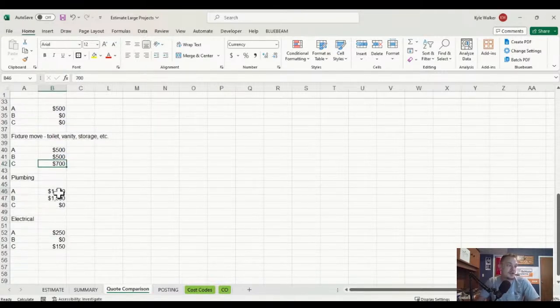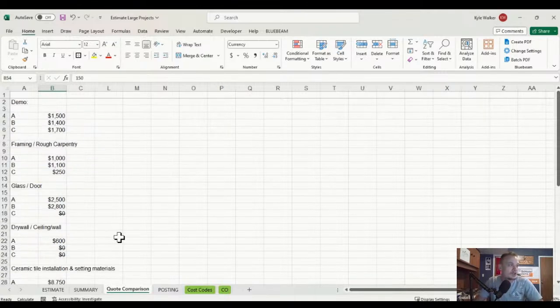For plumbing, contractors A and B both had plumbing. You can see contractor B is a little bit higher, but it's not by a whole lot. When you're thinking of almost $17,000, $300 just isn't that drastic. Contractor C didn't have that. For electrical, contractor A, we put in 250 for my bid. Contractor B excludes all lighting and electrical. And contractor C put in 150. That's mostly a cover-your-butt number in case they break a fixture or something.